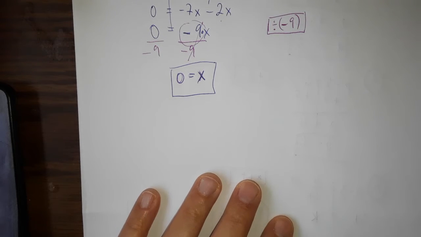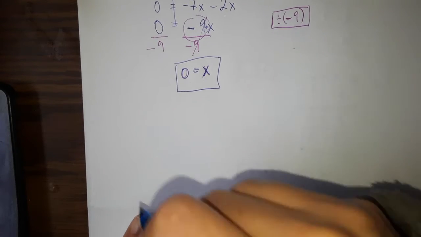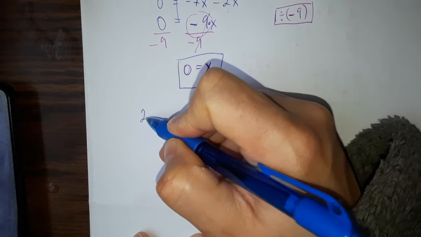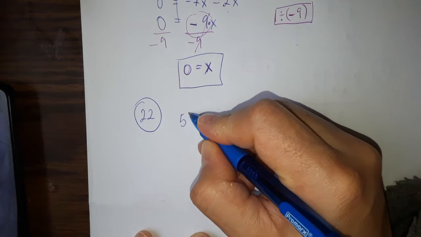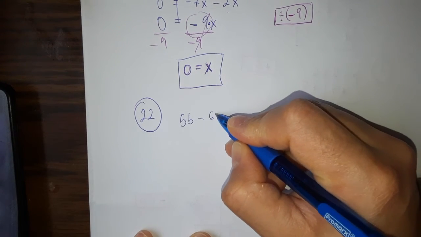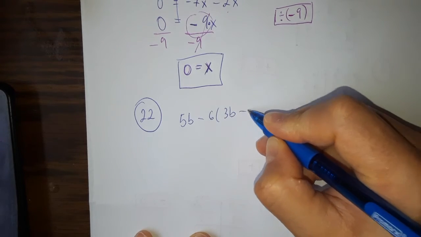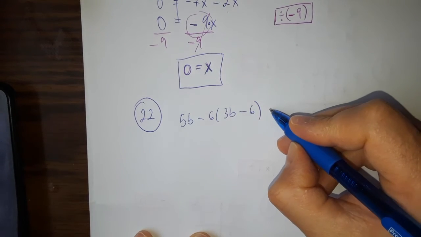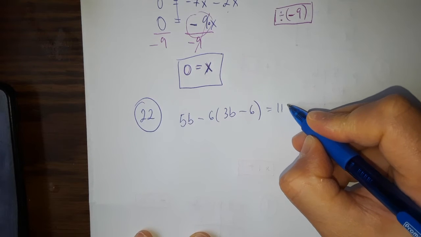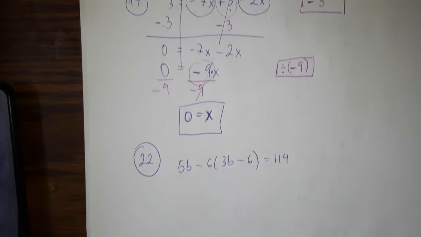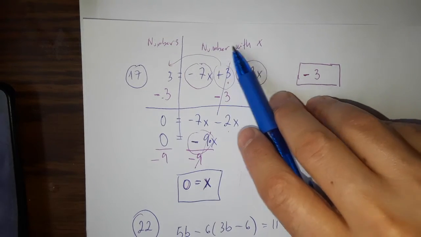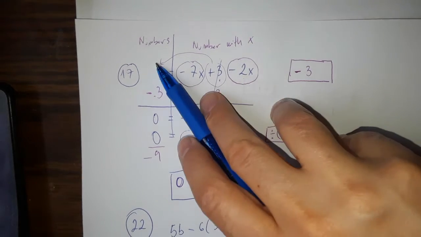Now, the last one, we're gonna do 22. And to do 22, what we need to do is 5b minus 6 times (3b minus 6) equals 114. So before, we can do what we did in here, numbers with x on one side and numbers without an x on the other side.